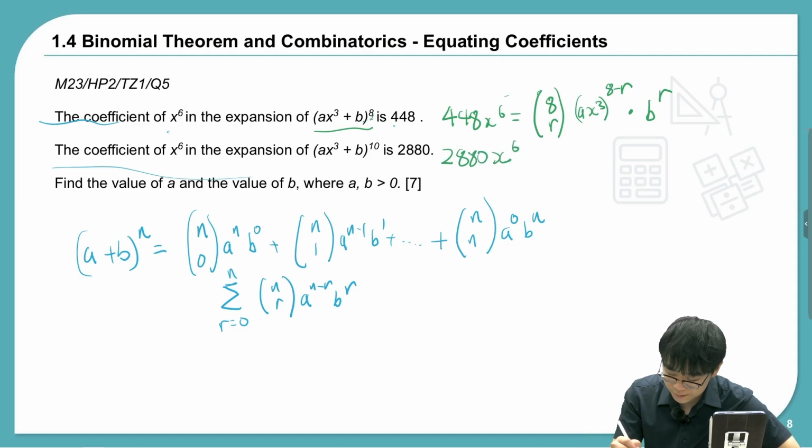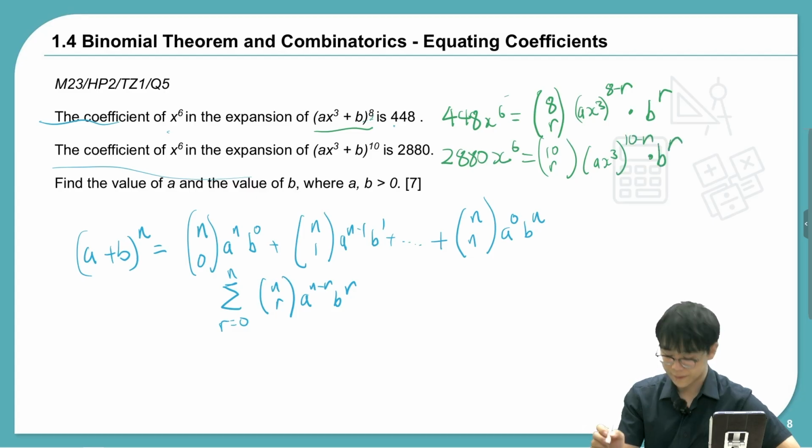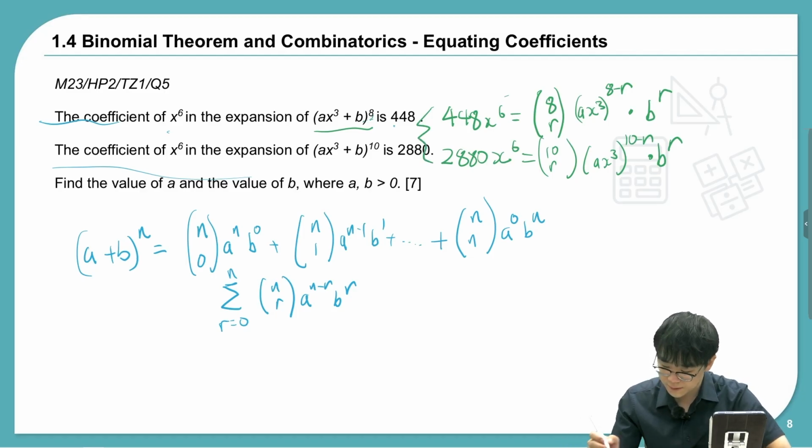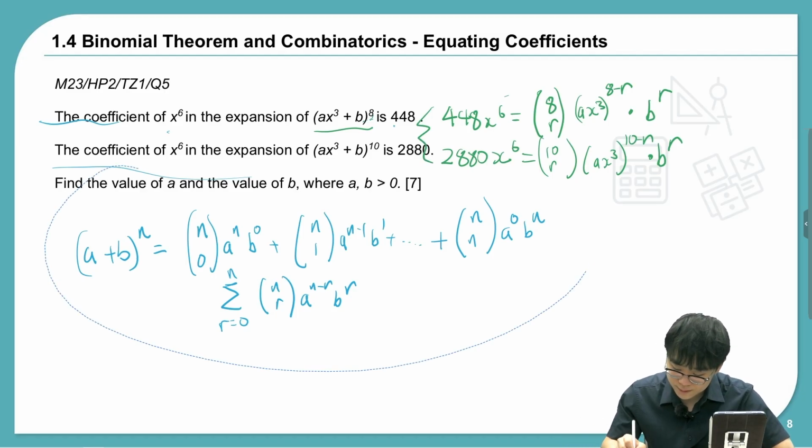2880 x to the power of 6 is found by 10 choose r, ax cubed to the power of 10 minus r times b to the power of r. Right? So we can solve for these two pieces of information and see what we get. So I'm just going to write this here.